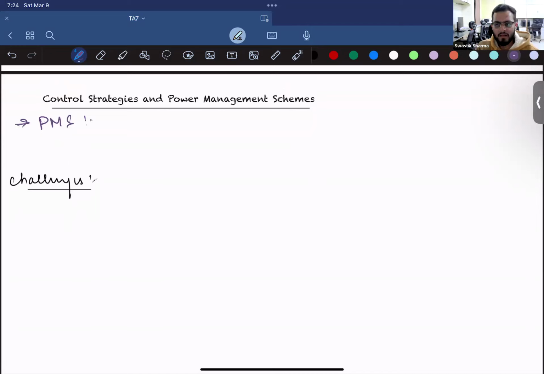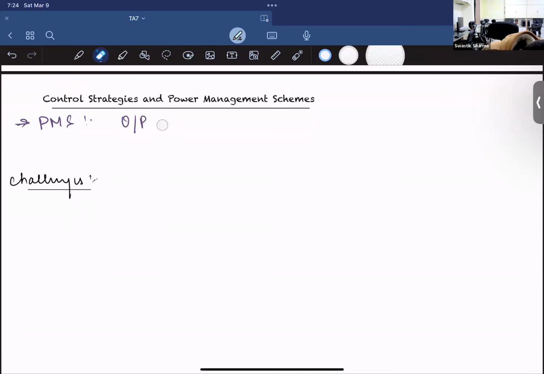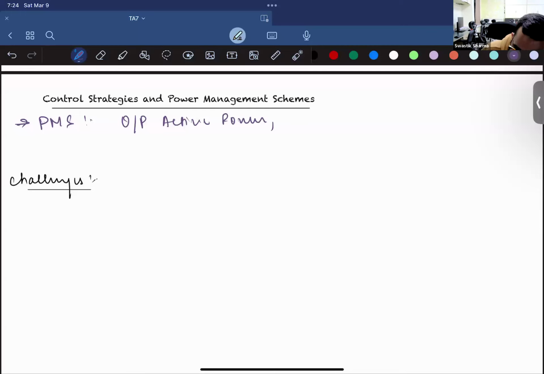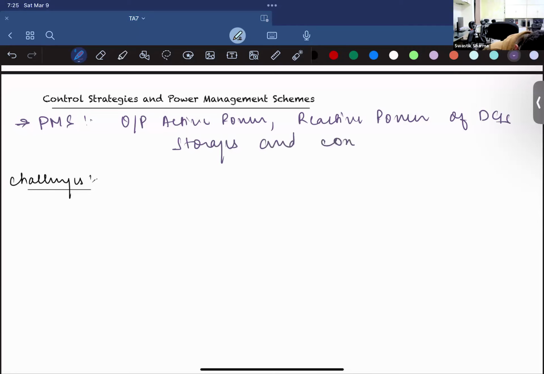So PMS is nothing but it determines what your output active power, your output reactive power of DGs, storages, and control V and F at the same time. So we control PQ from individual DGs and storage elements to affect V and F as well.